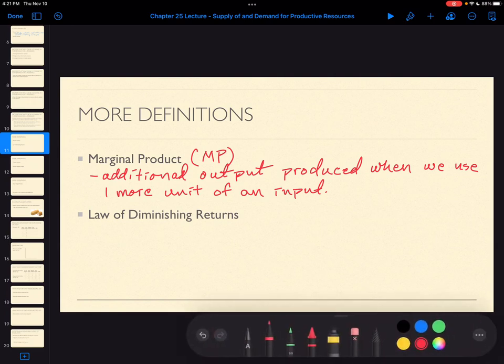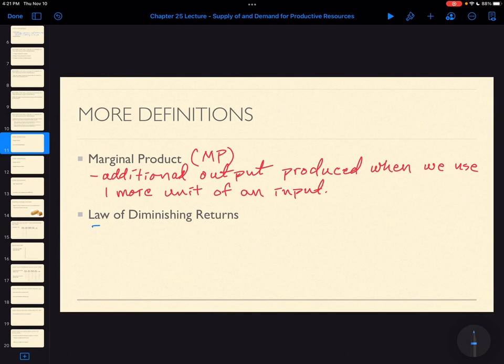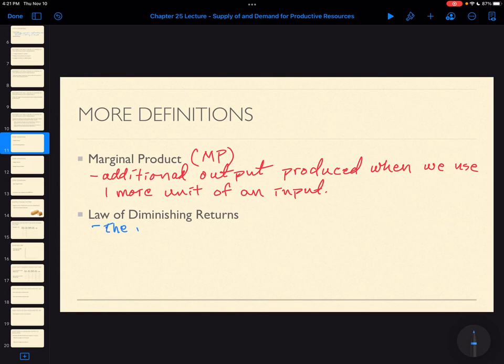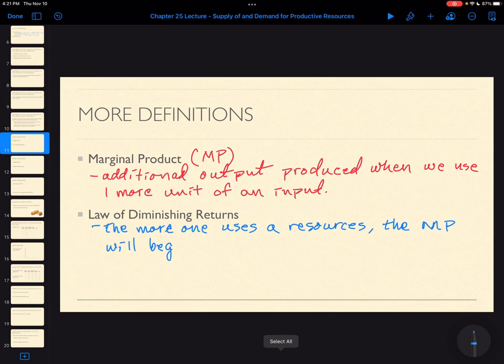Now, that leads us to the law of diminishing returns. This is something you probably already inherently know, you just may not have used this term. It's the idea that the more you use of a resource, the marginal product will begin to decline.